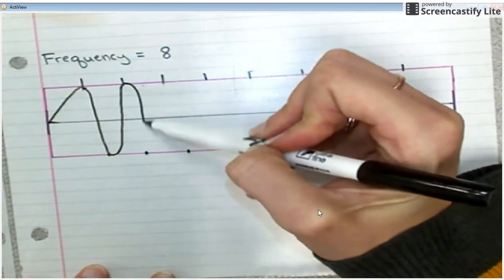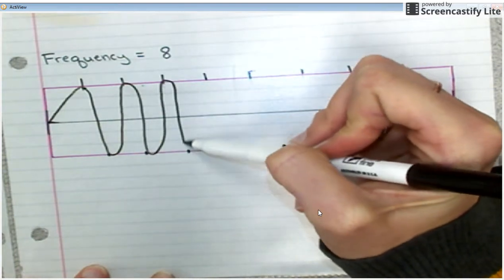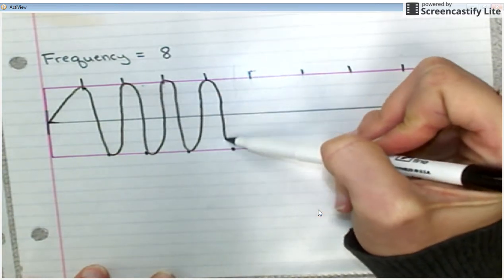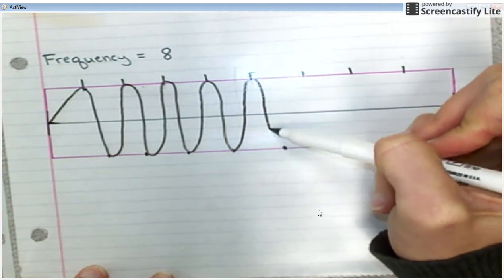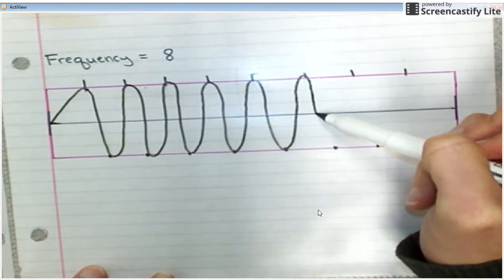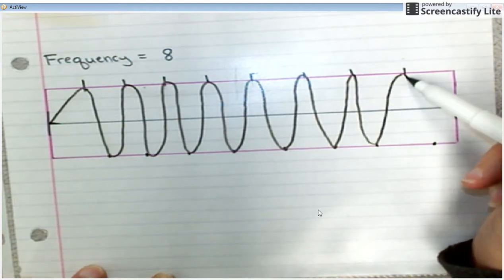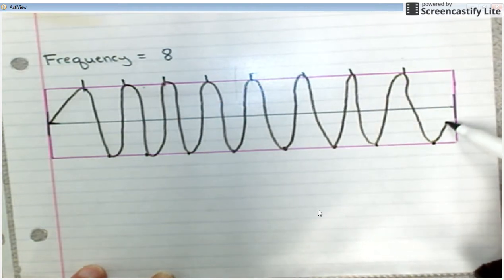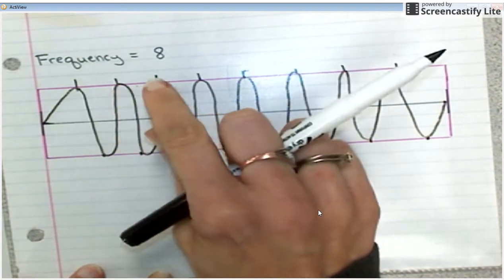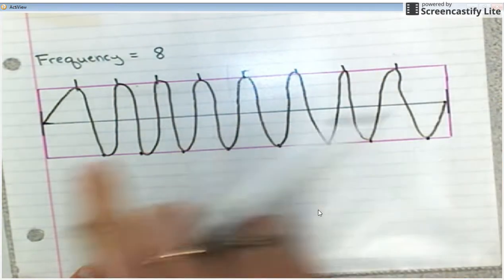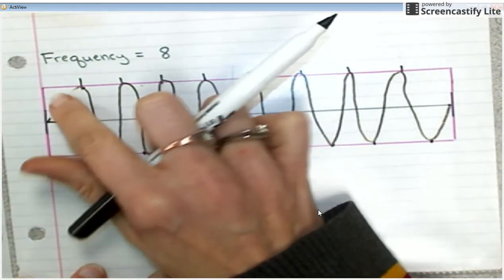And remember, when we draw our waves, they need to be kind of curvy because they're sound waves. If they're not perfect, it's okay. So 1, 2, 3, 4, 5, 6, 7, 8. So this would be a wave with a frequency of 8.